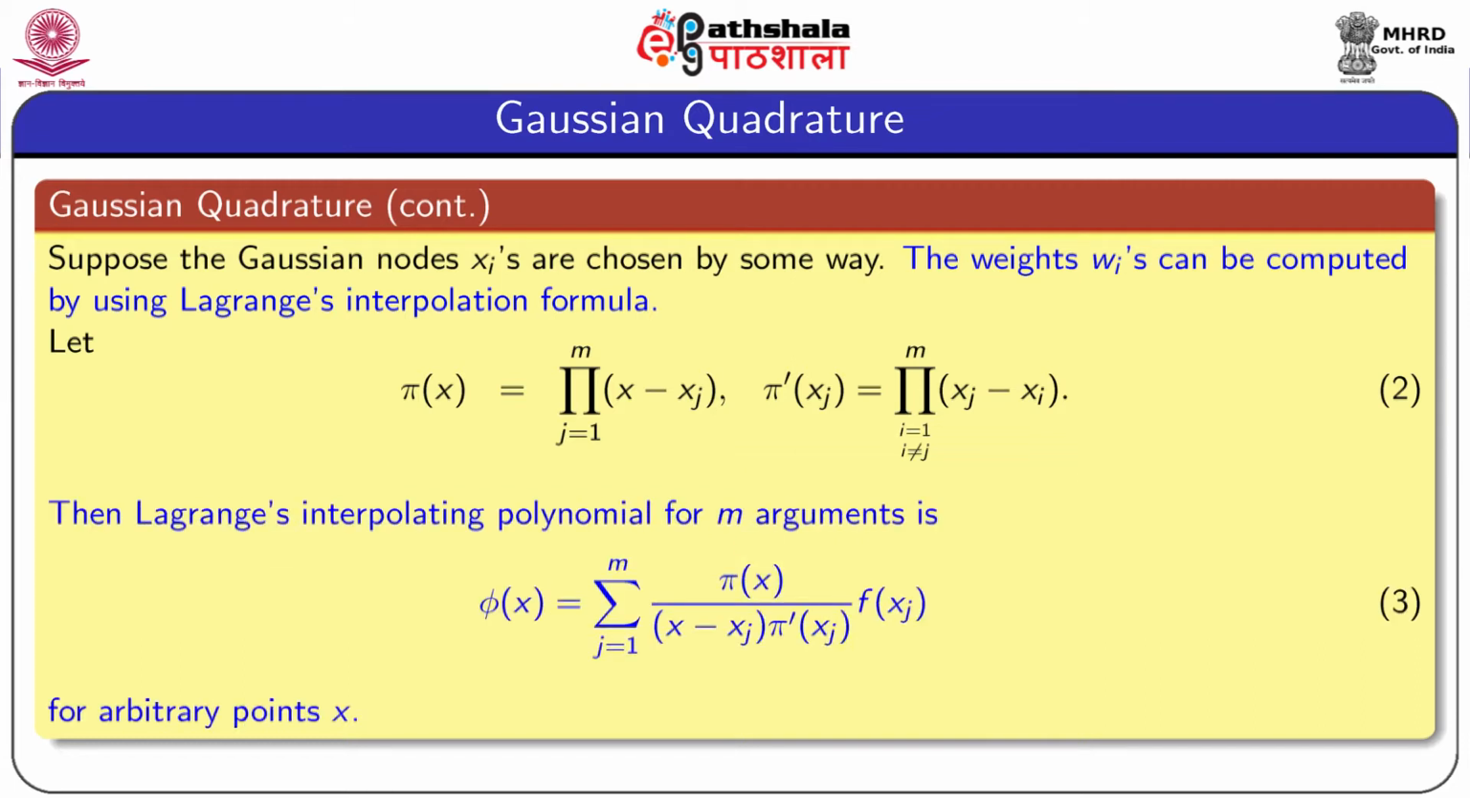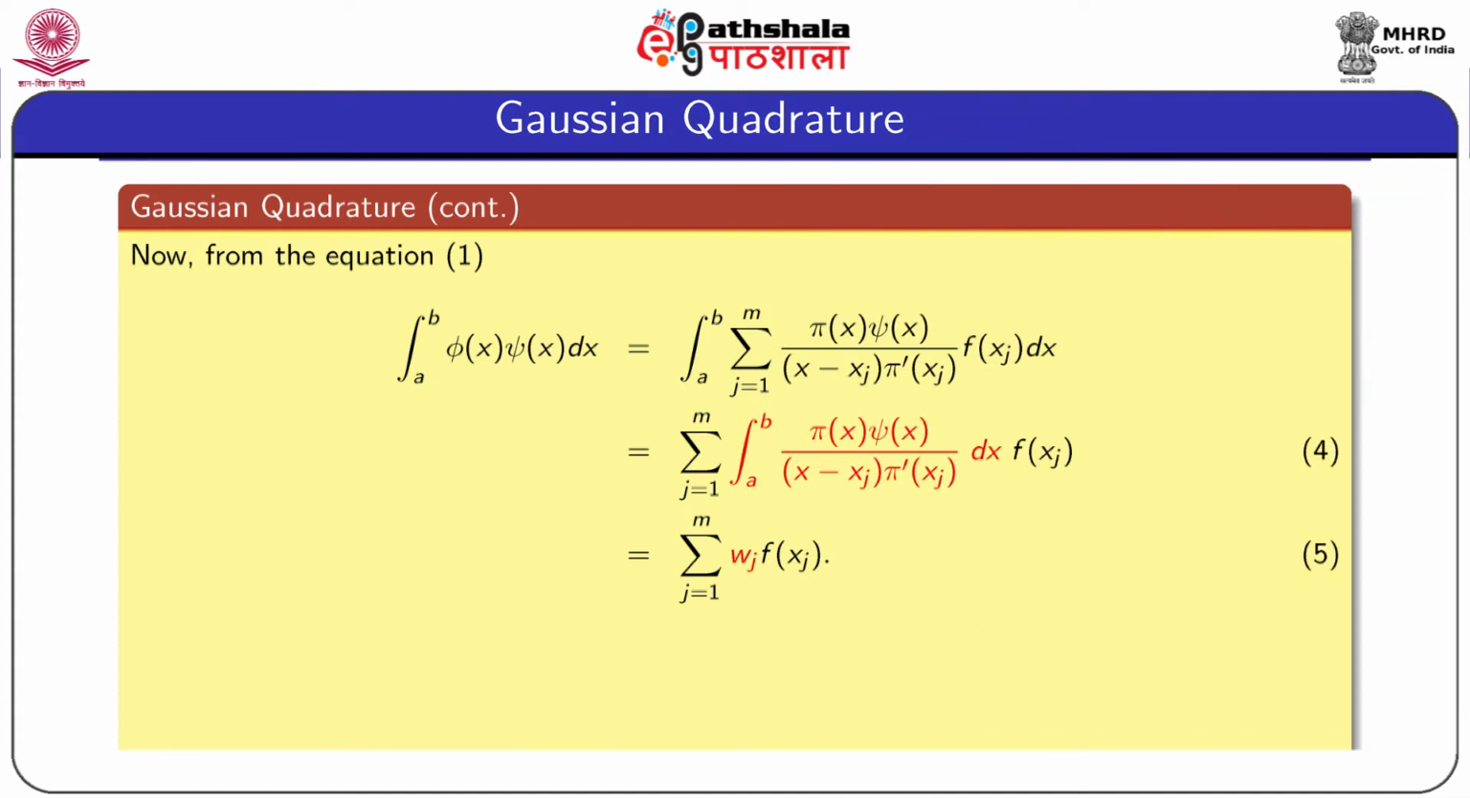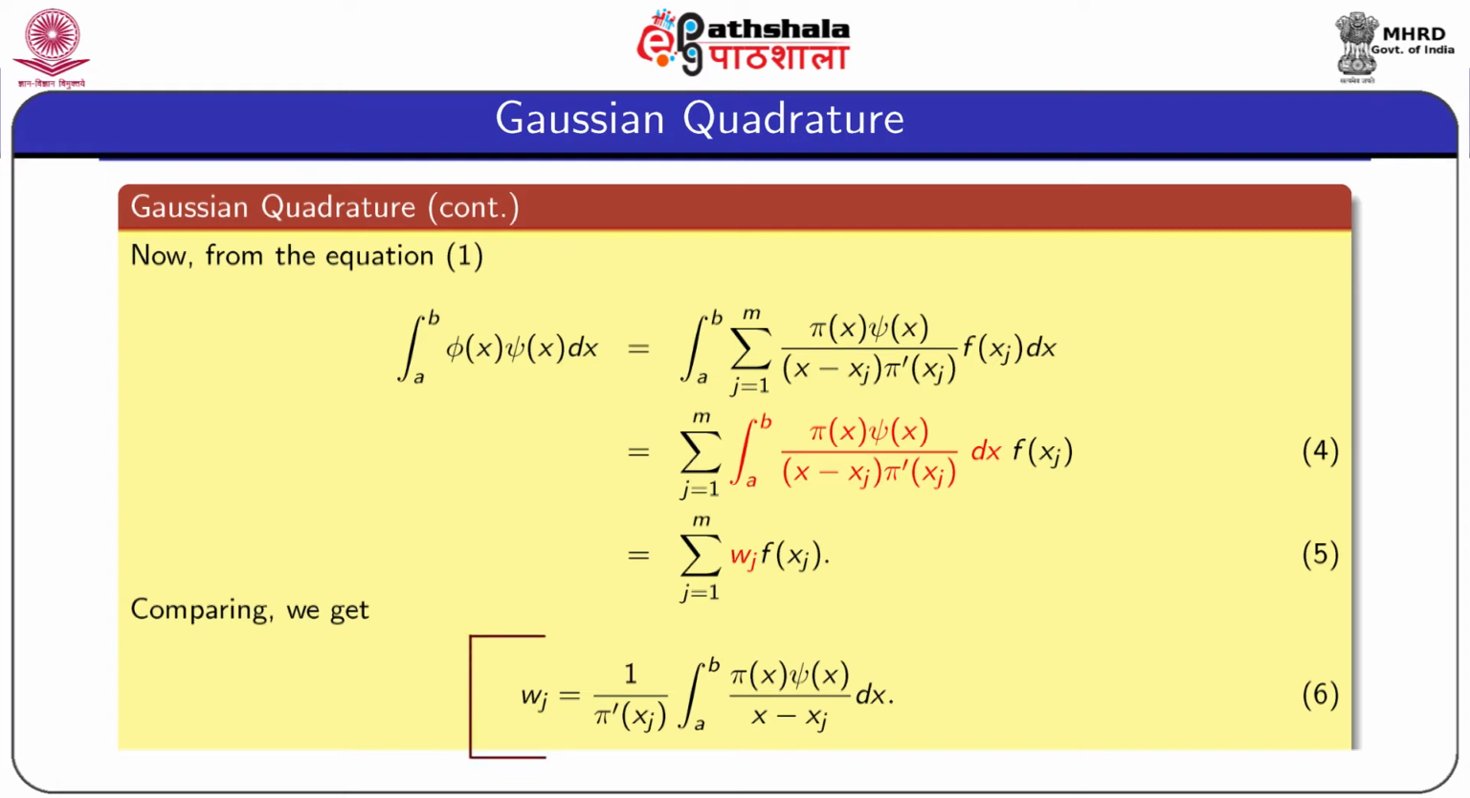Then the Lagrange interpolating polynomial for m arguments is given by equation 3 for any arbitrary x. Now, from equation 1, integration a to b of φ(x) ψ(x) dx, where φ(x) is replaced by f(x), is equal to integration a to b summation j equal to 1 to m of this expression. This is nothing but the values of l_j times f(x_j) dx, and now interchanging the summation and integration, we obtain equation 4, and that marked portion is nothing but w_j. That portion is denoted by w_j, that means w_j is given by equation 6. This expression gives the values of all the weights w_j, j equal to 1 to m, and it depends on the weight function ψ(x), the polynomial π(x), and the limits of integration a to b. So, using this expression we can determine all the w's, and this is the general expression to calculate the weights of Gaussian quadrature.